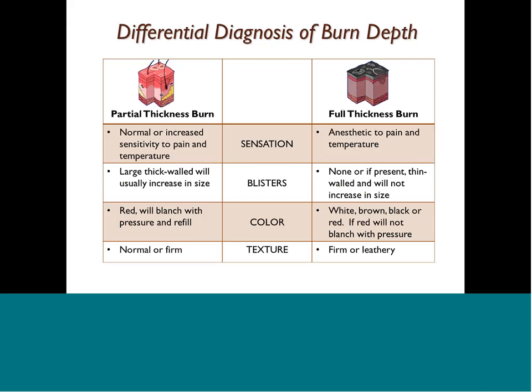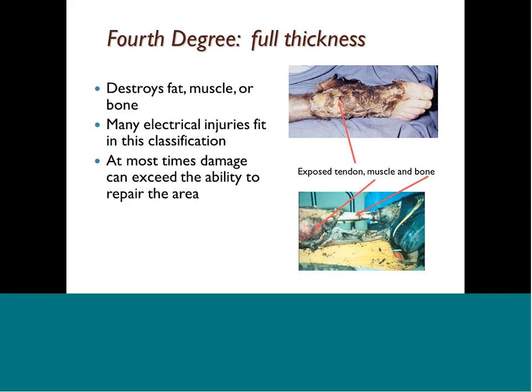The color differences: with partial thickness burns, they're red, they're going to blanch with pressure and refill. With your full thickness burns, they can be white, brown, black, or charred. If they are red, the redness will not blanch with pressure. And then the texture: partial thickness burns are normal or firm, whereas full thickness burns are firm or leathery.